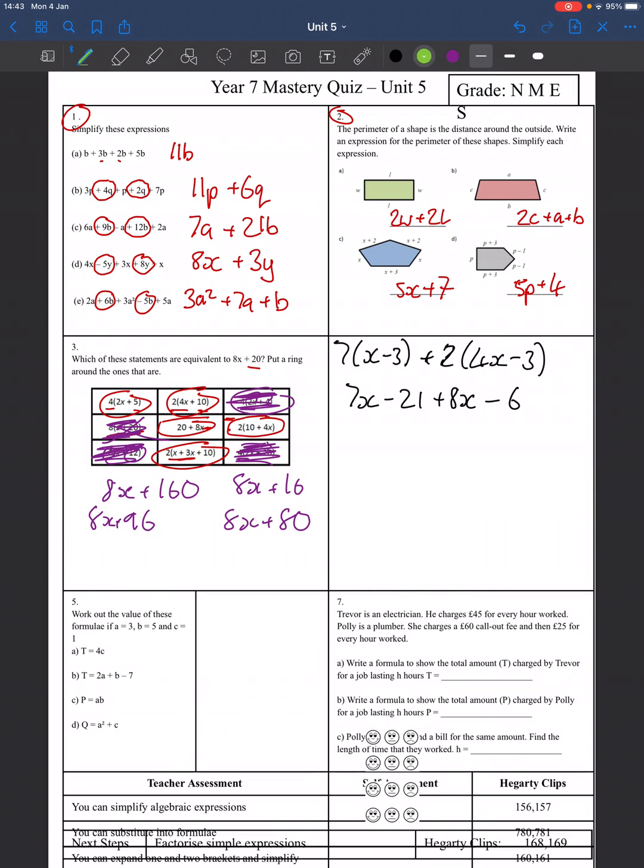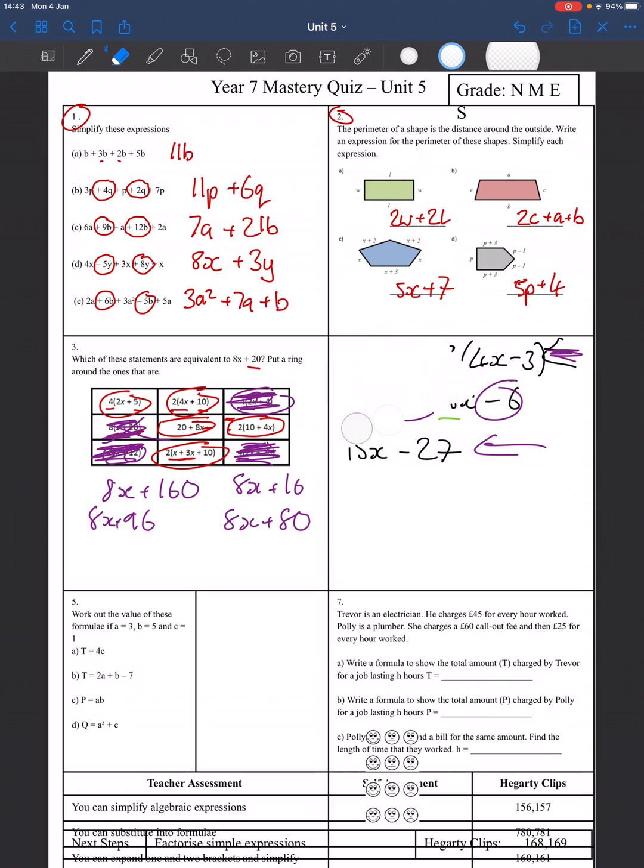Now we've done that, we can gather the like terms. So I've got my x's first. I'm going to do that first. So 7x plus 8x is going to be 15x. And next I've got minus 21 minus 6. So minus 21 minus 6 is minus 27. And that's that one done. So that's the answer. So this long expression here packs down into this expression here. So now I'm going to erase that and we'll do the last one.